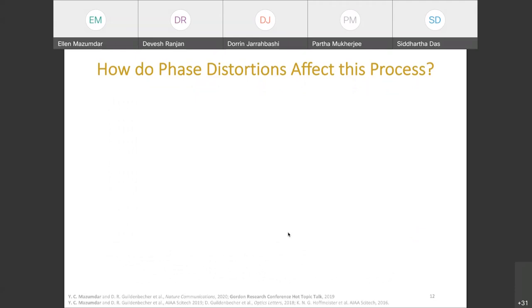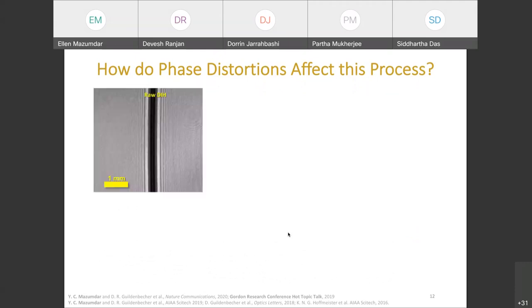So for the second half of my talk, hopefully I don't run over time, I'll be discussing how phase distortions affect this process. Phase distortions are things like shock waves and thermal gradients.